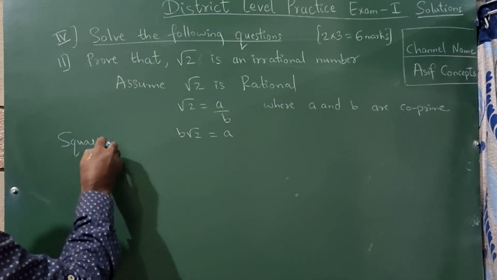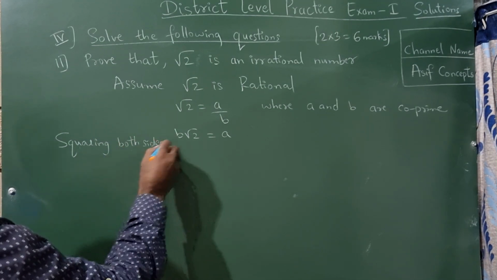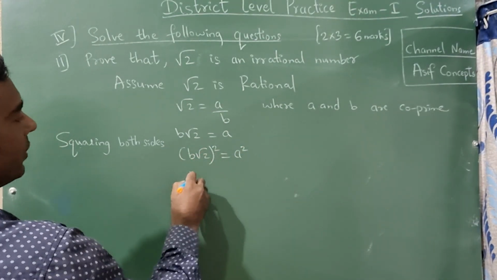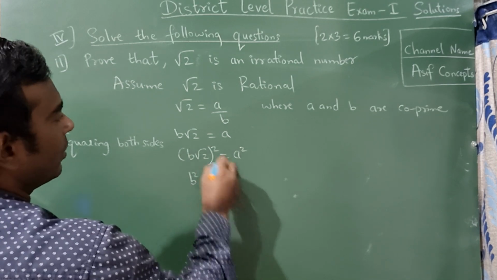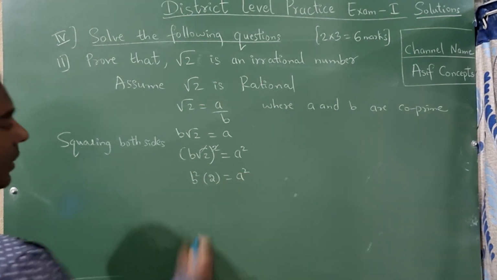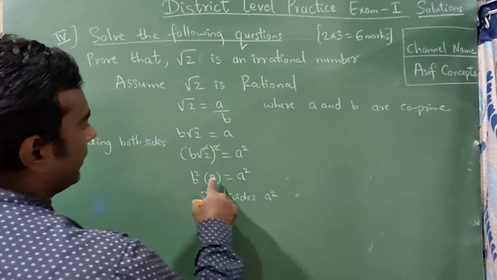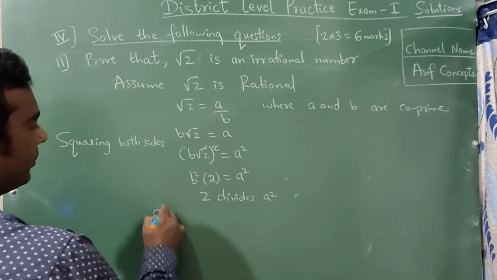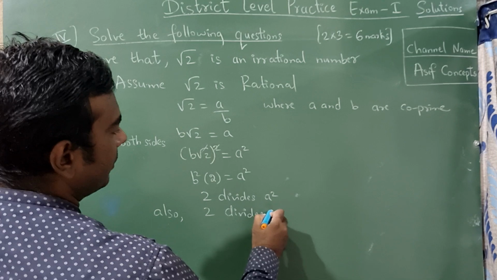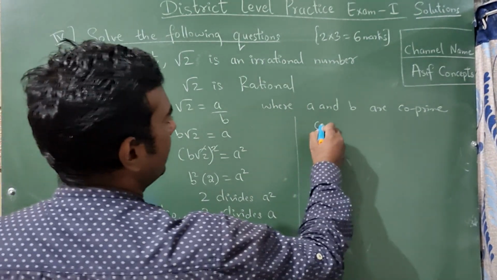Squaring on both the sides. So B root 2 square is equal to A square. So this will become B square. Square and root get cancelled. So it is 2B square equals A square. Now here I can write 2 divides A square. Also 2 divides A.